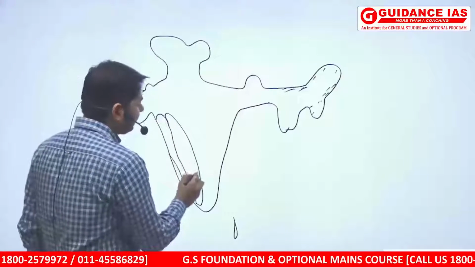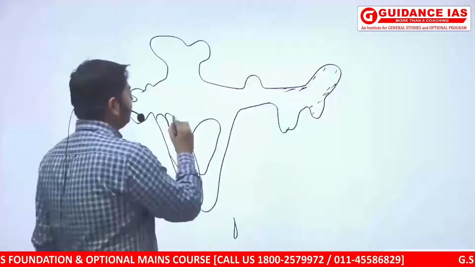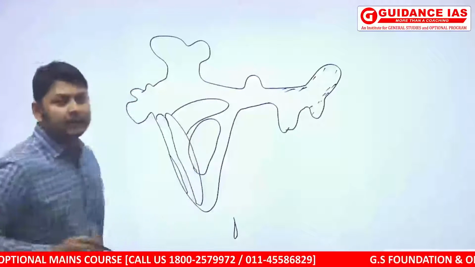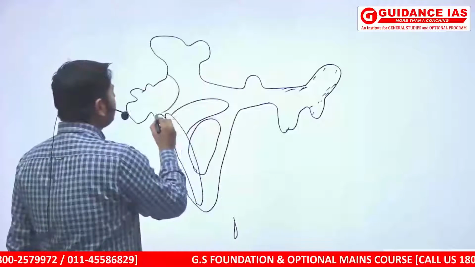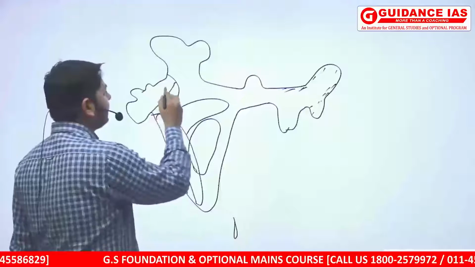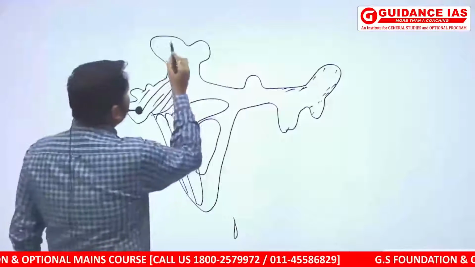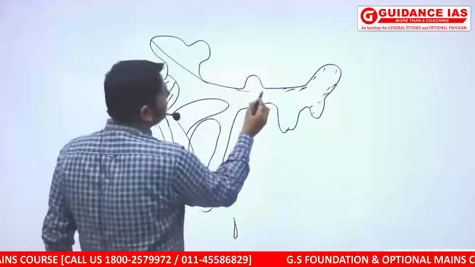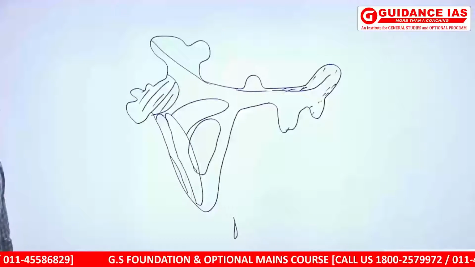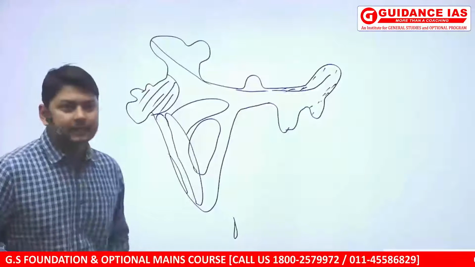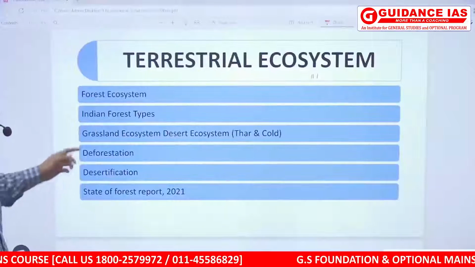Then we will go further, we'll have grassland in this place. Here also we'll have deciduous kind of forest. Here we'll have semi-arid kind of forest. And here, along the foothills of mountains, we'll have mountain kind of forest that includes pines, alpines, and rhododendrons, etc. So this is the classification of Indian forest types.